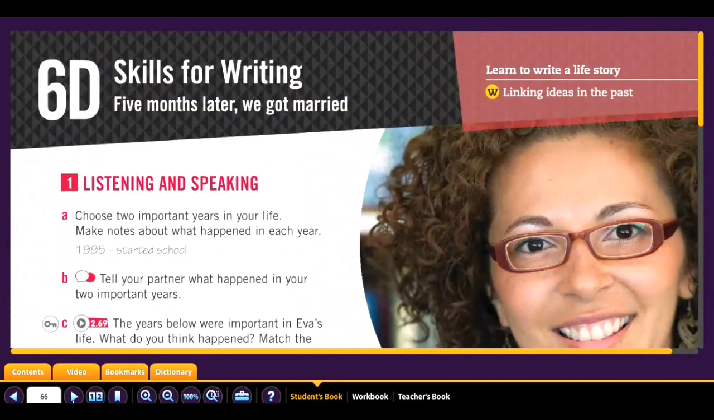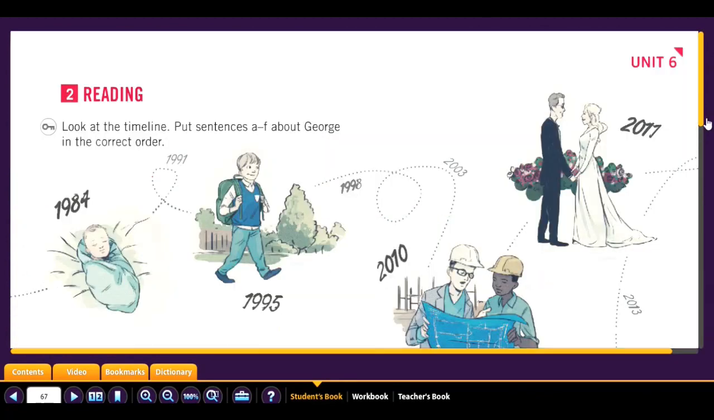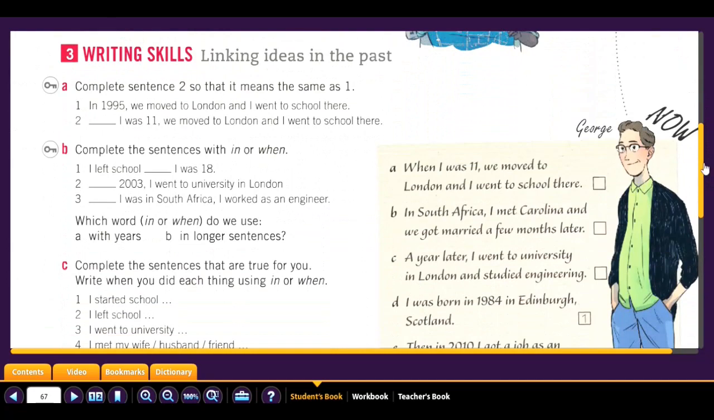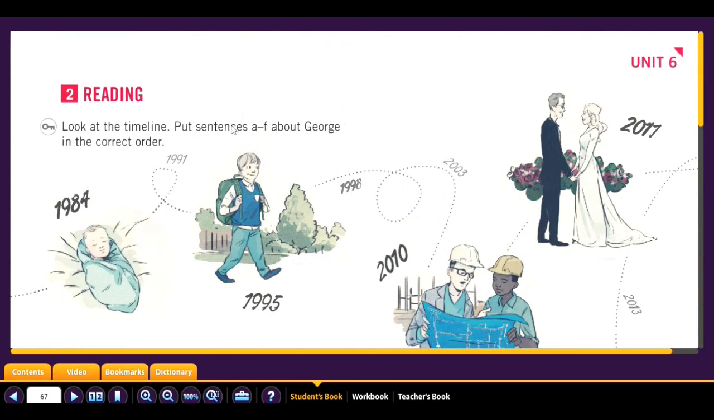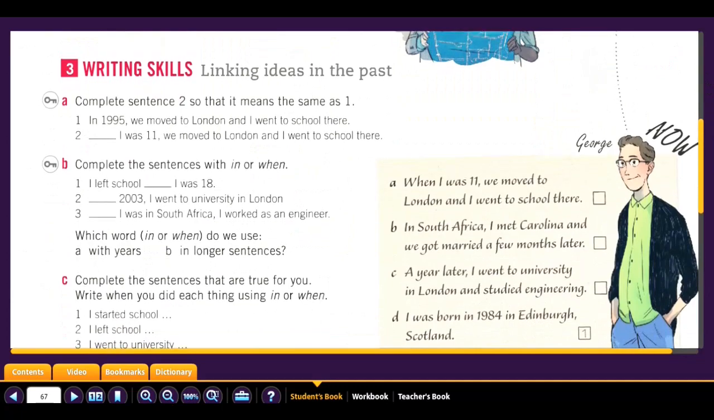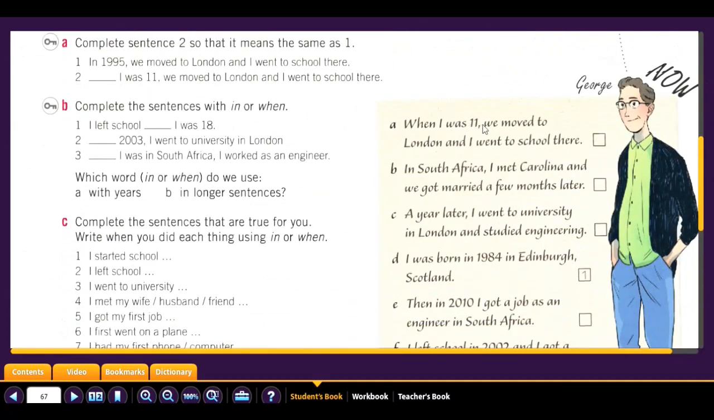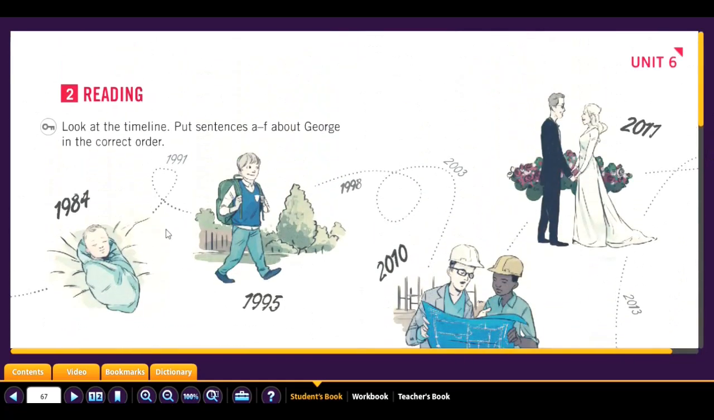Okay. We continue reading. Look at the lifetime. This is a lifetime. We start in 1984, and here we have now. So, and put the sentences A to F about church in the correct order. We have, when I was 11, we moved to London and I went to school there. ¿Dónde pudieran ponerlo?